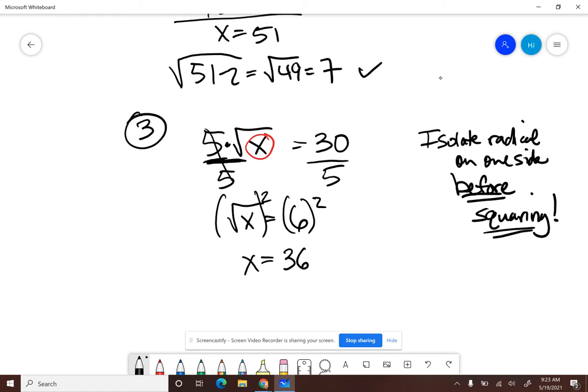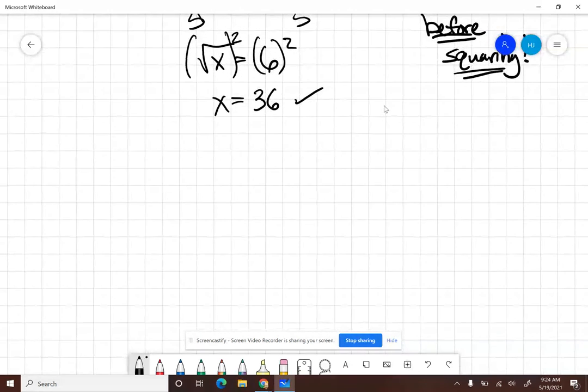And again, if I substituted that in, the square root of 36 is 6. 6 times 5 is, in fact, 30. So this answer checks out as a correct answer. All right, only 2 more to go.